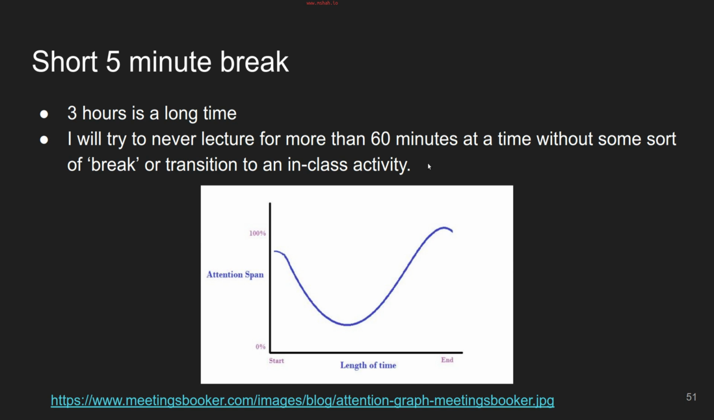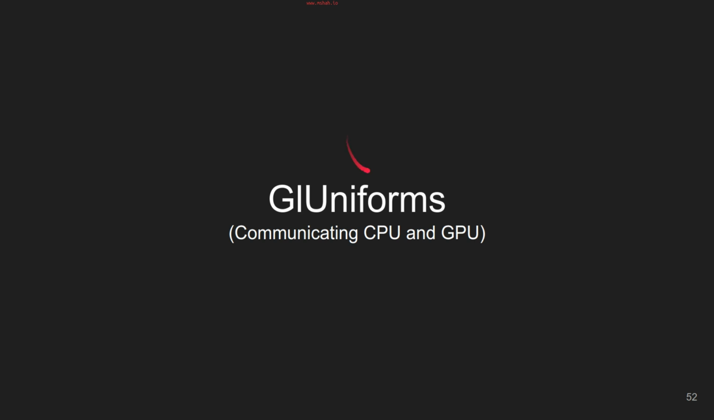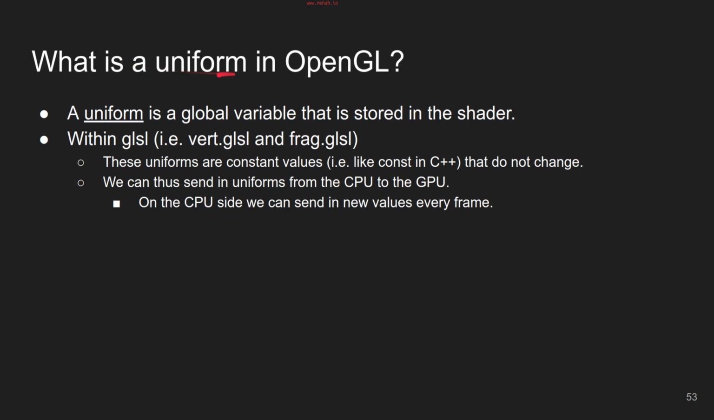All right, so if you've taken a break and are joining back with us, let's go ahead and talk about the last concept that I want to introduce, which is called a GL uniform. And this is our tool for communicating between the CPU and the GPU. Okay, so what is a uniform in OpenGL? Well, it's a global variable that's stored in the shader. And it's a constant variable, so we can't change it once it's been sent into the GPU.